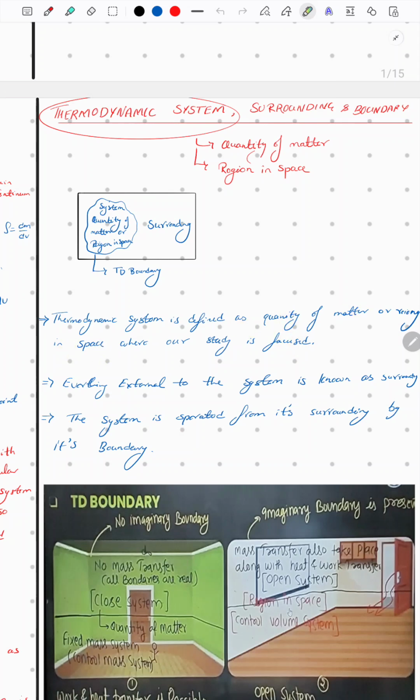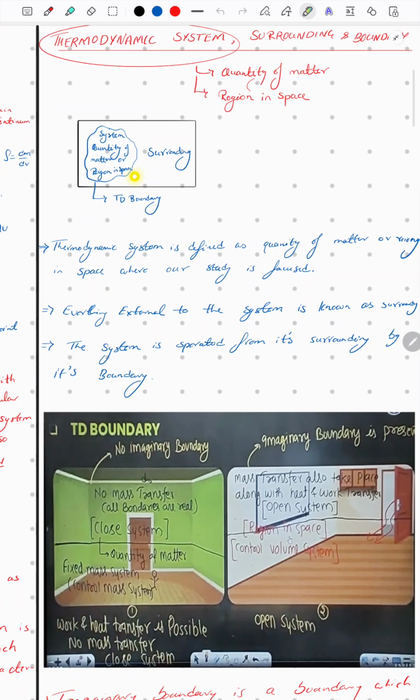Quantity of matter and region, space are the utmost important keywords that you have to say. Okay, system: quantity of matter or region, space. This is the thermodynamic boundary. This is the system, which is the quantity of matter and region, space. This is the surrounding. I think the whole box is the universe. Everything external to the system is known as surrounding.